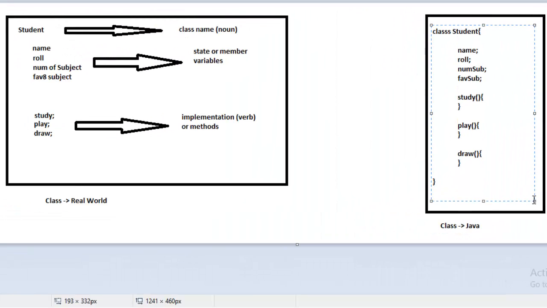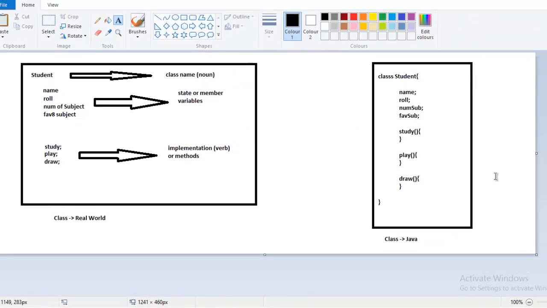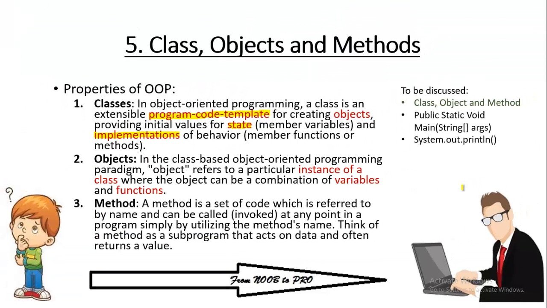So this is what a Java class looks like. So now we know what a class is, what is the state and implementation. Now let's move on to the object. So in a class-based object-oriented programming paradigm, object refers to a particular instance of a class where the object can be a combination of variables and functions.